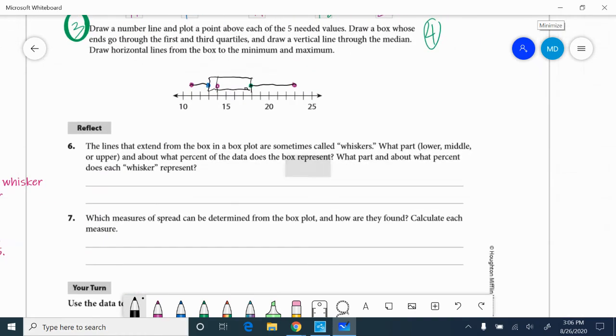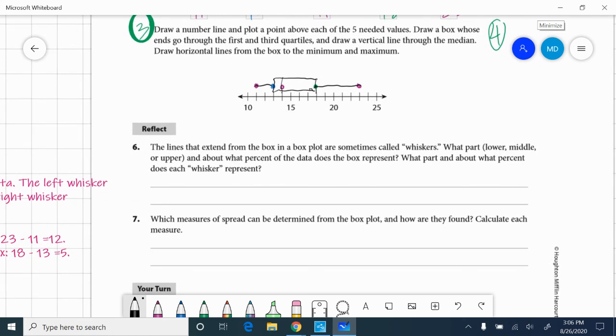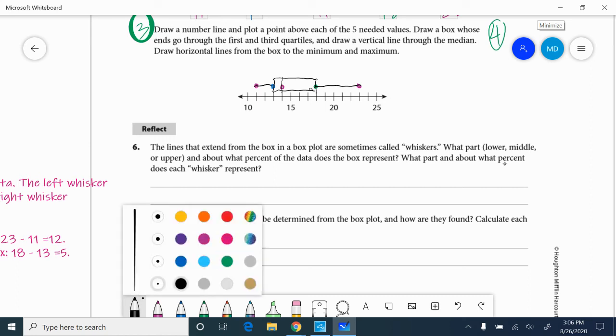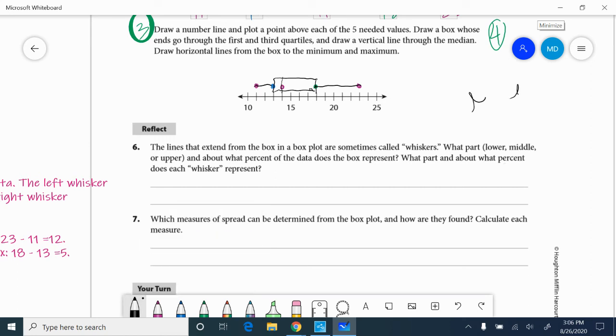All right, so we're just going to look at the 2 reflection questions and then we'll be all done. So number 6, the lines that extend from the box in a box plot are sometimes called whiskers. They kind of look like whiskers. So if you think about like a cat face, okay, here's my cat face. Because whiskers go like this, they come out. So that's why those 2 little lines are like whiskers. Again, that's a terrible cat.